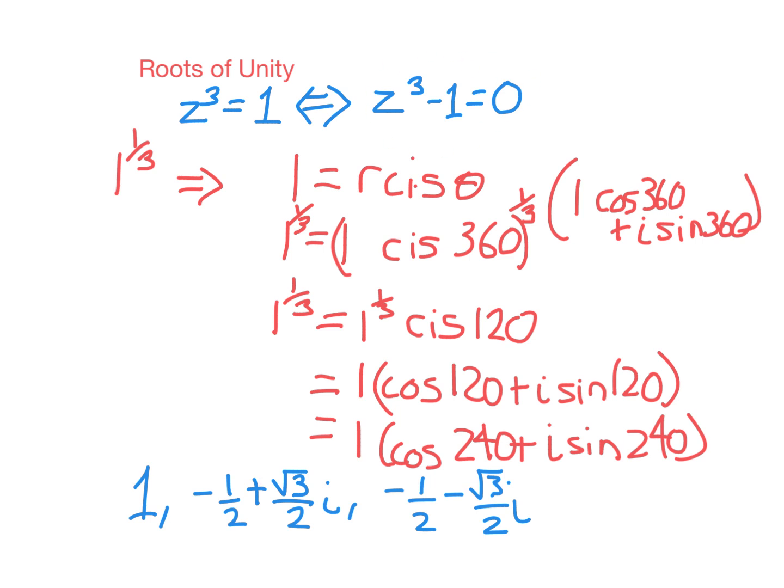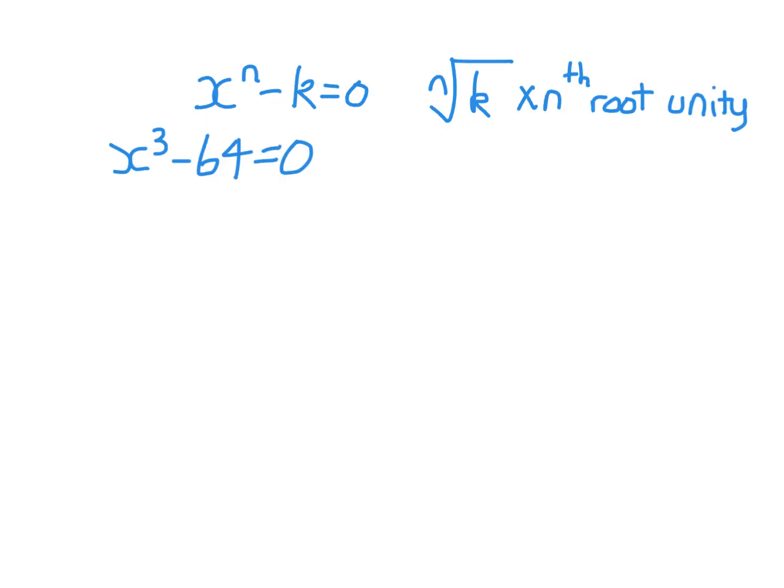So this actually helps us solve other polynomial equations, which I'll show you now. It doesn't just help you solve x to the n minus 1 equals 0. We can now solve x to the power of n minus k equals 0 for any k. So the solutions to an equation like this, all of the solutions, you take the nth root of k and you times it by each of the nth roots of unity.